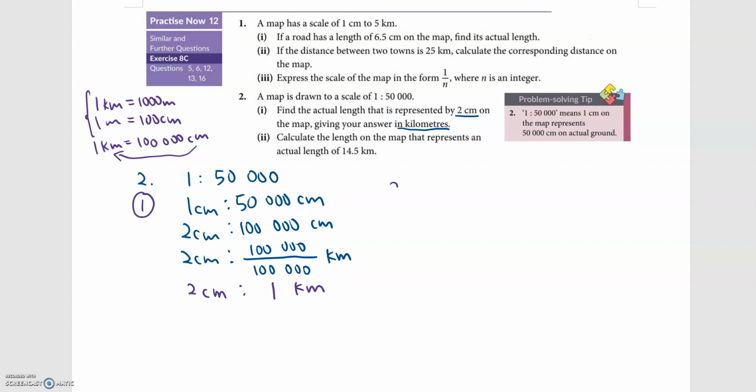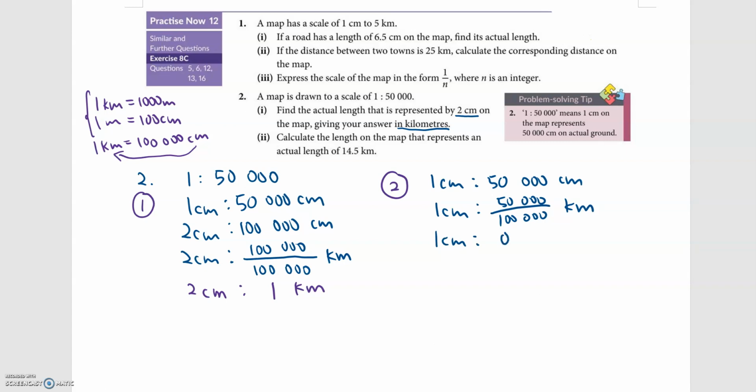So I'm going to show a second method. Now in the second method, we can actually choose to convert 1 cm is to 50,000 cm into kilometers first. So 1 cm will be 50,000 divided by 100,000 kilometers. Notice that I have written my units in to make it very clear what units I am using. So once I have 1 cm is to 0.5 kilometers, I can now find my answer, which is still 1 kilometer.